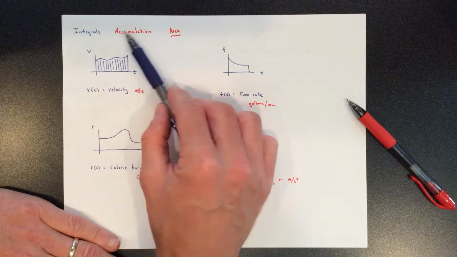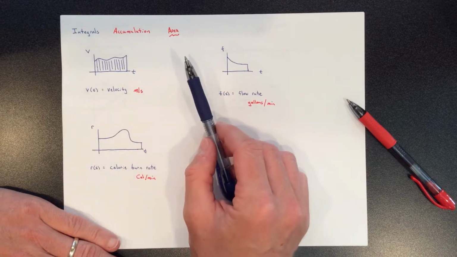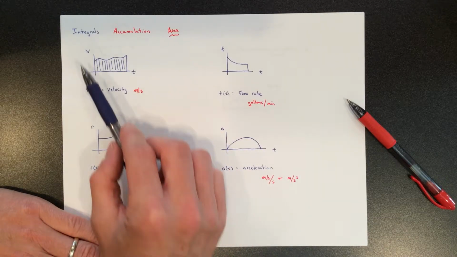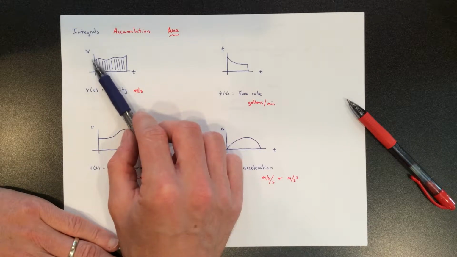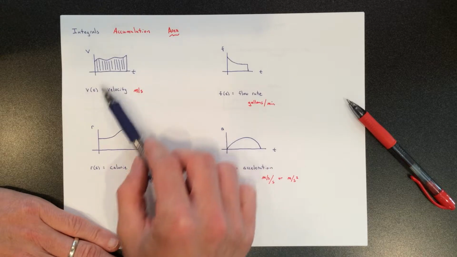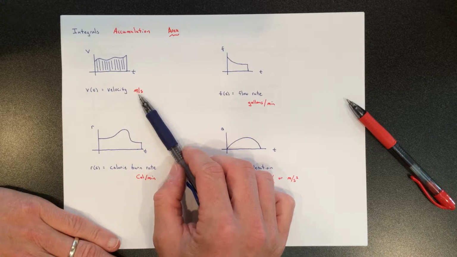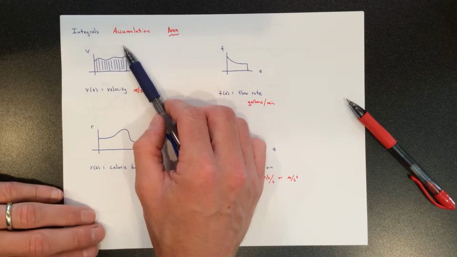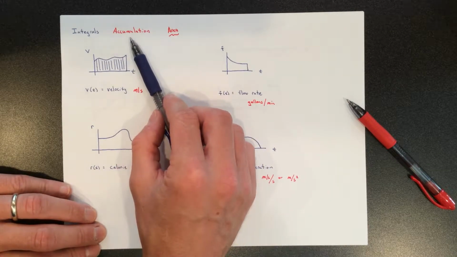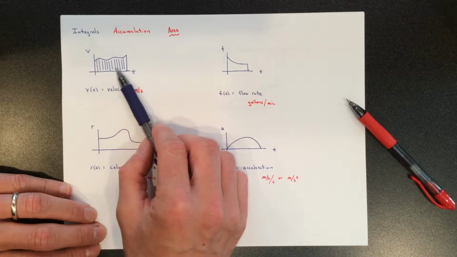Again, integrals accumulate, or they're a summing function. So in this case, let's look at v versus t, and we have this ever-changing velocity. So v of t is the velocity, and it would be like in meters per second. And what we would do if we wanted to integrate it, well, what are you doing? Well, you're accumulating each one of these little spaces, okay?